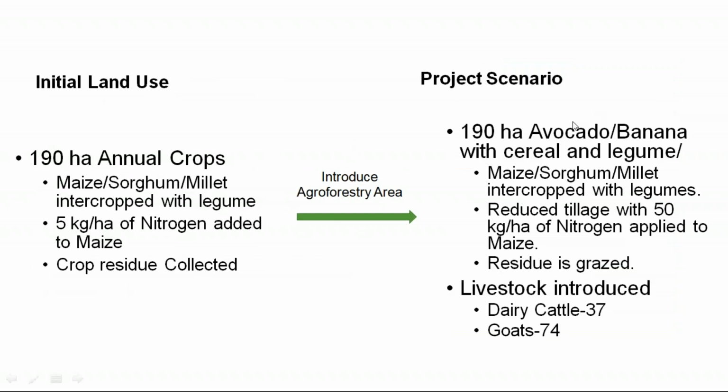Okay, so this is our initial land use, 190 hectares of annual crops, maize, sorghum, millet, intercropped with legumes, 5 kilograms per hectare of nitrogen being added to the maize. Crop residue is being collected. Our project scenario is it's going to be replaced with 190 hectares of avocado, banana with cereal and legume. The cereal is going to be maize, sorghum, millet, intercropped with legumes. We have reduced tillage this time. We're applying 50 kilograms per hectare of nitrogen. The residue is being grazed. And the livestock to be introduced is going to be 37 dairy cattle and 74 goats.